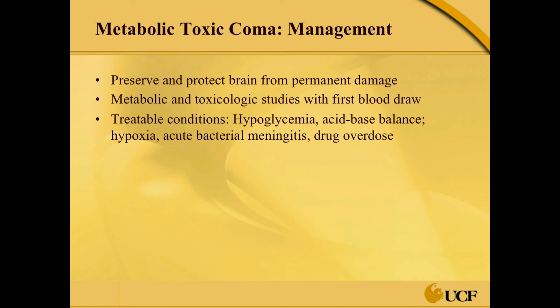For our tox patient, our metabolic coma, preserve and protect the brain from permanent damage. So if they're hypoglycemic, we need to replace their sugar. If they're hyperglycemic, we have to do the opposite. We have to very slowly and carefully lower the sugar to that 180 threshold that we talked about as being important. Metabolic and toxicology studies are going to be important with that very first blood draw.